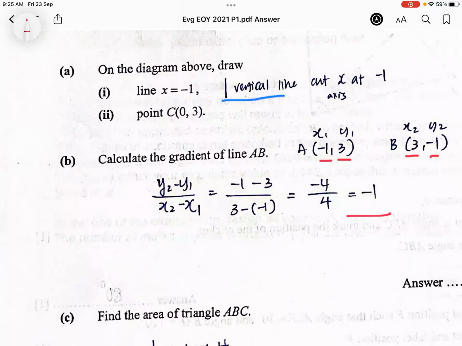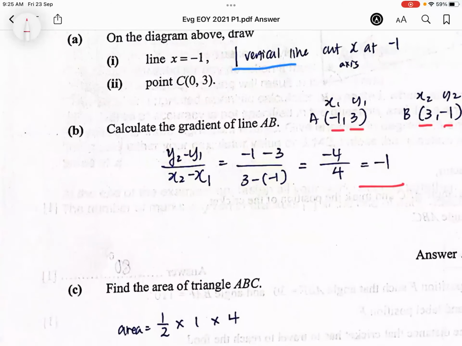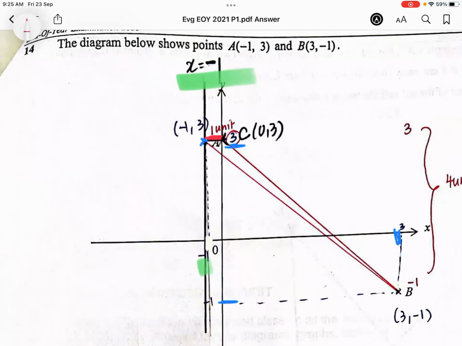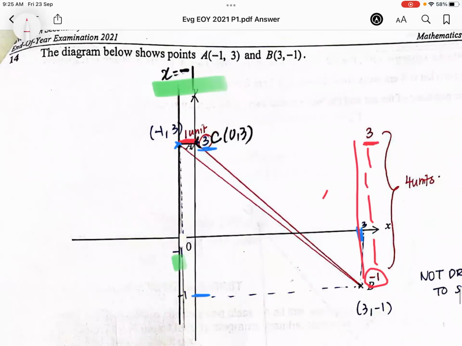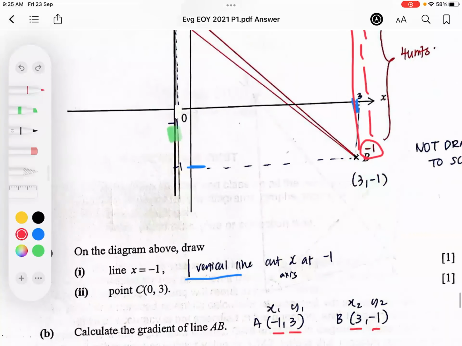Next one, find the area of the triangle. Area of triangle, half times base. How many units is this? -1, but length is positive, right? So 1 unit times the height. What's the height of this? This number is 3. This number is -1. So here got 1 unit, here got 1, 2, 3. 3 units, total 4 units. So area of triangle, half times base times height. So half times this base times height, answer.